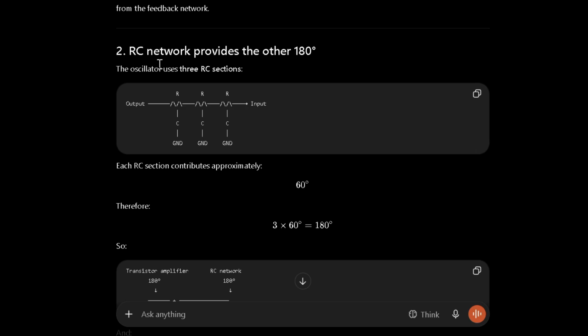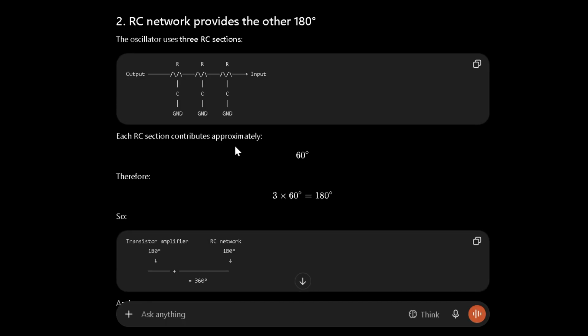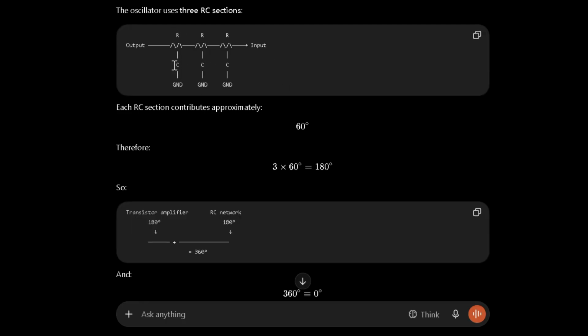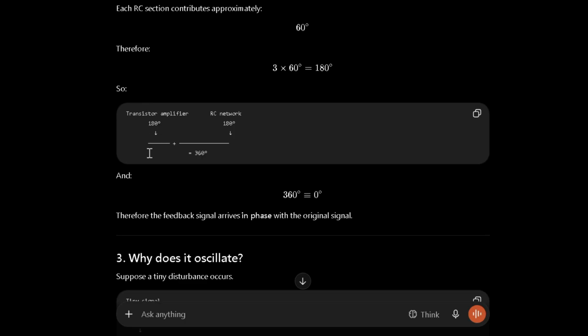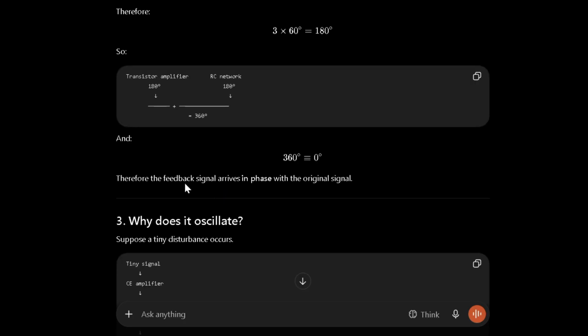The oscillator itself has three RC sections: resistor, capacitor, resistor, capacitor. Each RC section contributes approximately 60 degrees. So the transistor amplifier gives 180 and the RC network gives 180. This completes 360 degrees. Therefore, the feedback signal arrives in phase with the original signal.